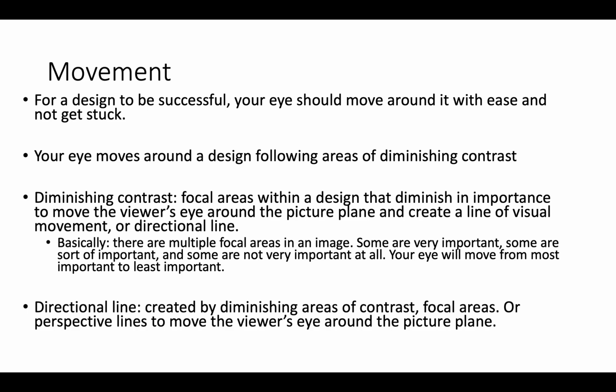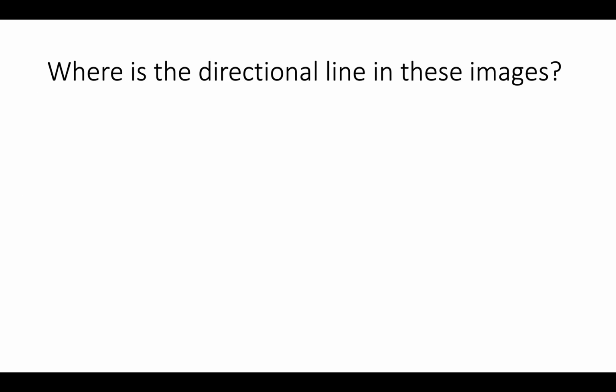Basically, there are multiple focal areas in an image. Some are very important, some are sort of important, and some are not very important at all. But your eye will move from the most important to the least important, and that creates a directional line, okay? So directional line is created by diminishing areas of contrast, or focal areas. Also, perspective lines can also move the viewer's eye around the picture plane, and we're going to see that in some of the images we're going to look at. So let's just kind of look at some images and see if we can unpack this.